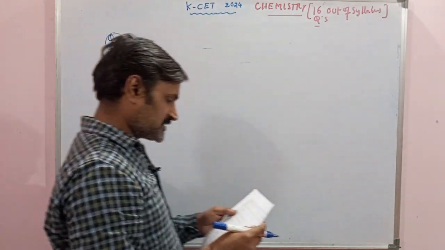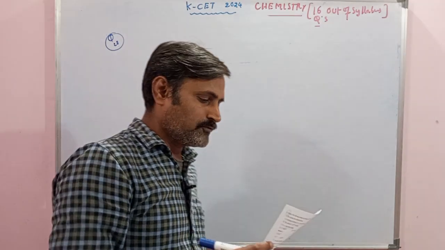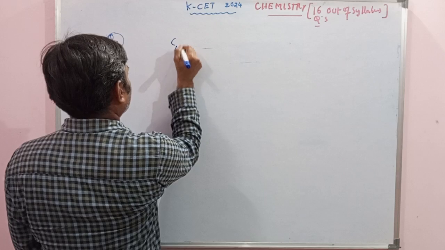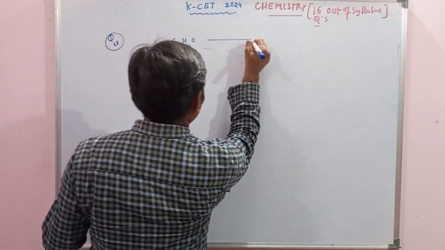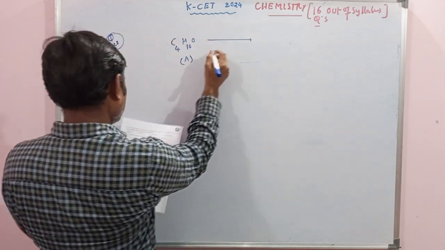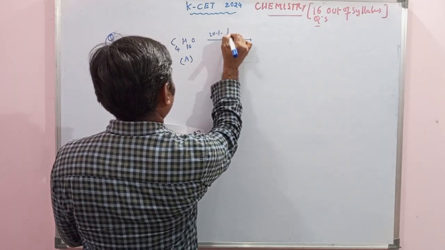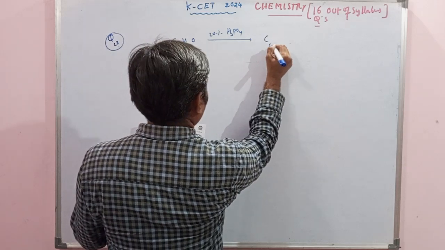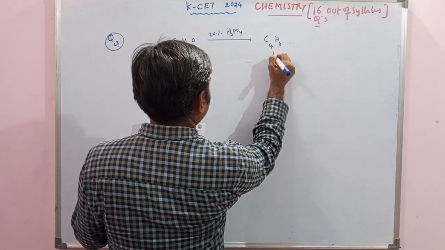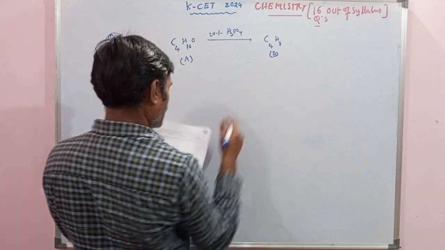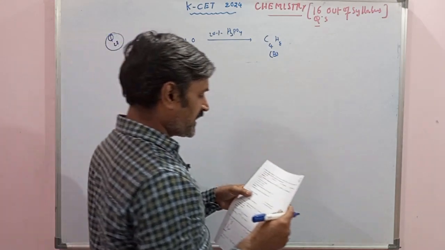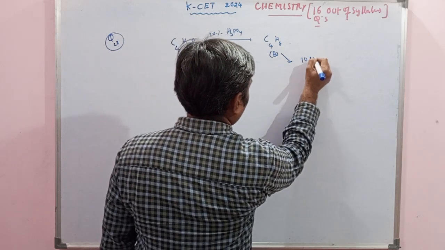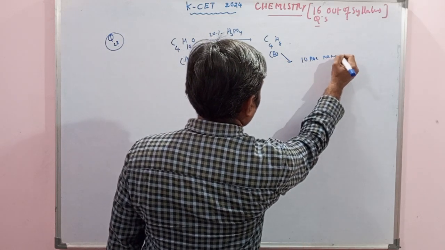Question number 28: a tertiary alcohol, C4H10O, call it A, reacts with 20% phosphoric acid, H3PO4, and gives B, with formula C4H8, the major product. They are asking what the IUPAC name of B is.